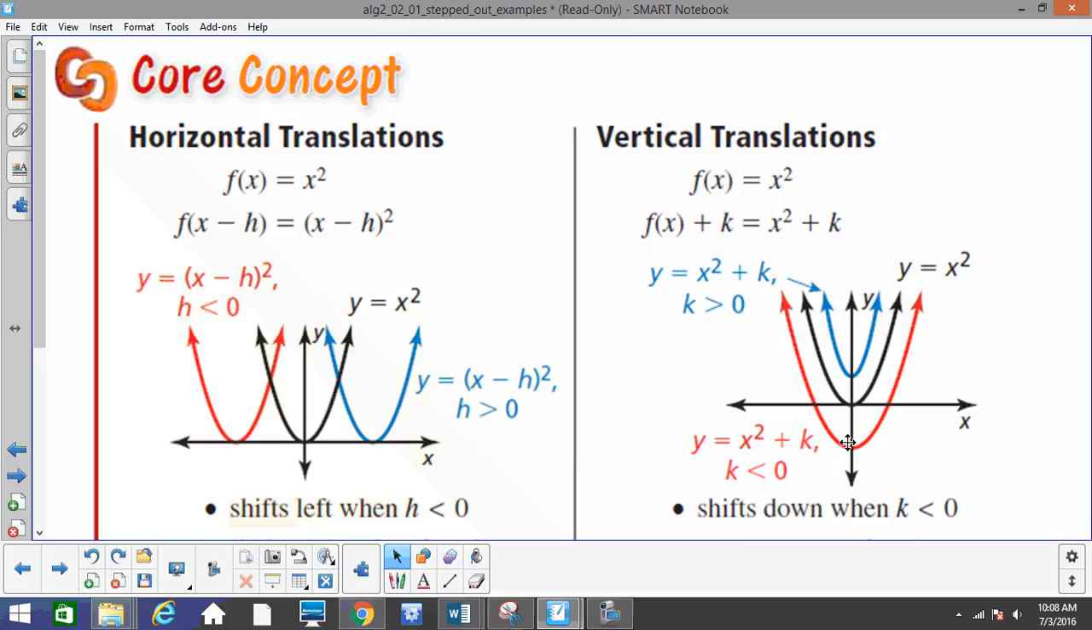All right, here is your vertical. If k is positive, you're going to be going up. If k is less than 0 or negative, you're going to be going down.